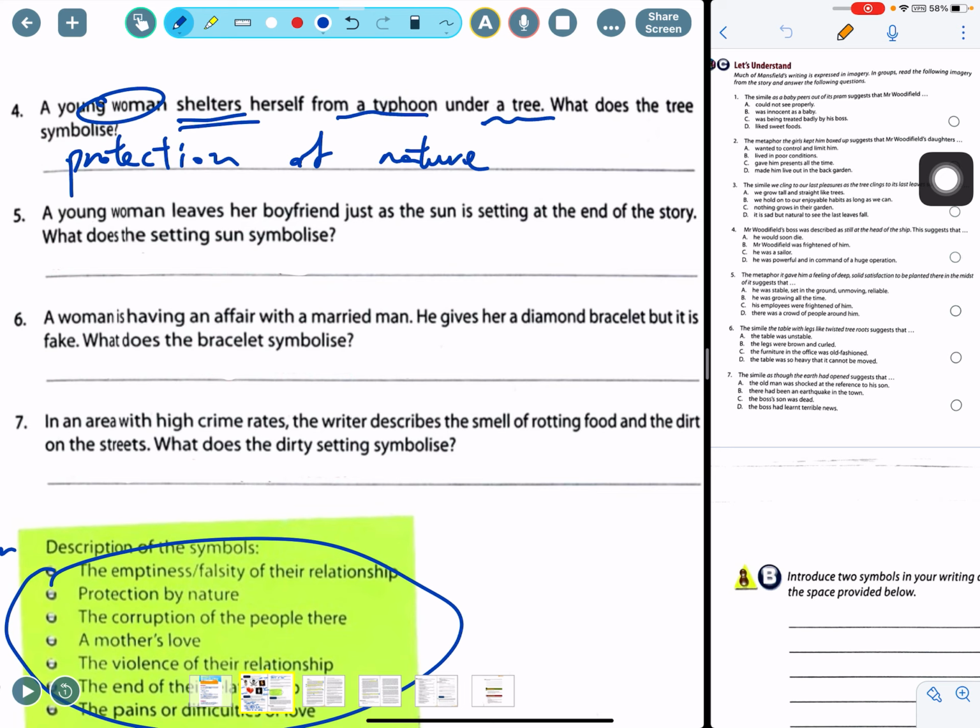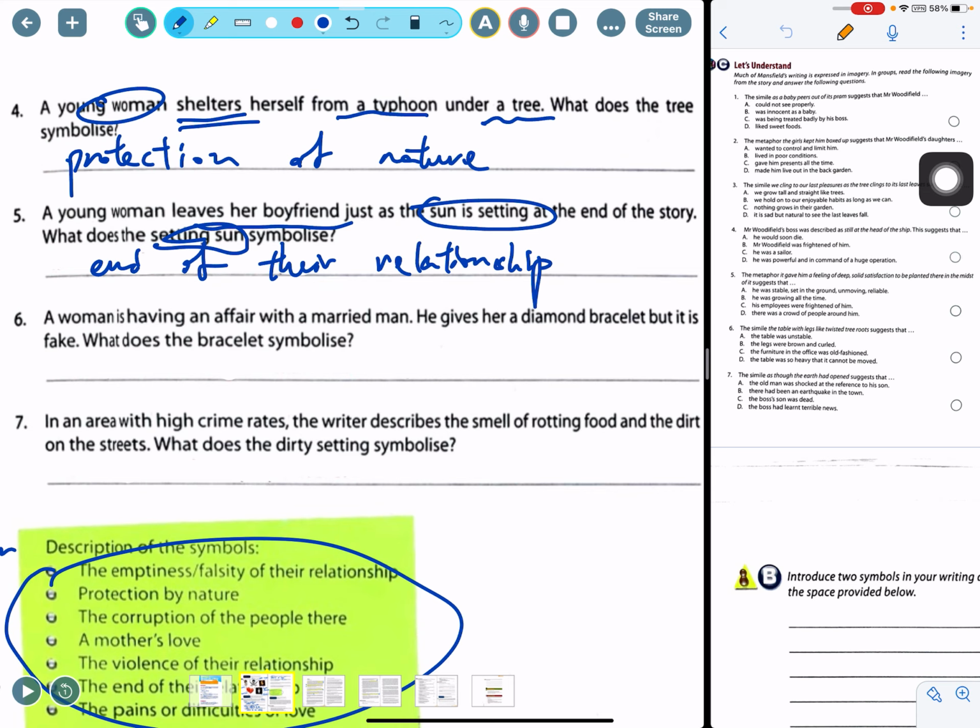She leaves her boyfriend. The sun is setting. What does it mean? The day has ended and it's going to be nighttime. So what does the setting sun symbolize? The setting sun basically symbolizes the end of their relationship. It's quite obvious. Just like if the sun is rising, that is the beginning of something, in opposition, right? So sun setting and sun rising are totally different.